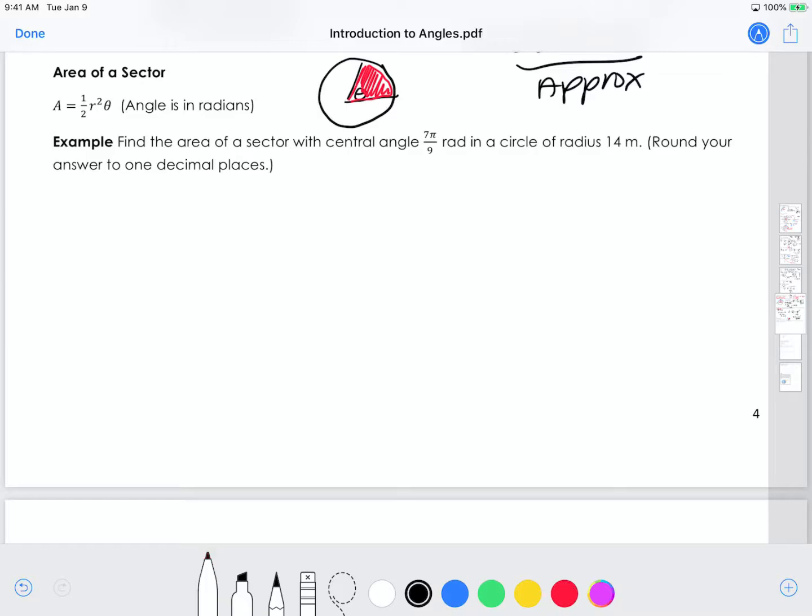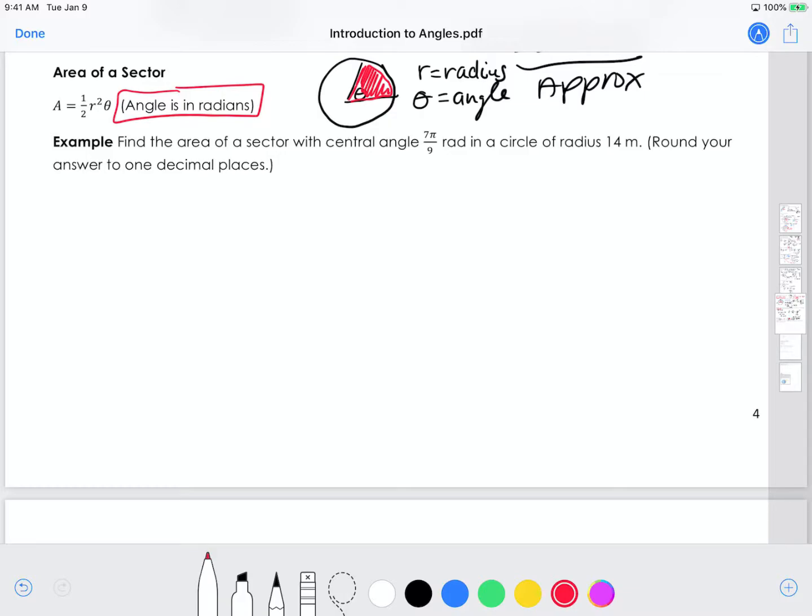So just like we find the area of a rectangle or the area of a triangle, there's a formula. The area of a sector is 1/2 r squared times the angle. R is the length of your radius, and theta is your angle. For this formula, again, your angle has to be in radians for this to work. And your area is going to be in the same units as your radius but squared. So if your radius is in inches, your area is going to be inches squared.